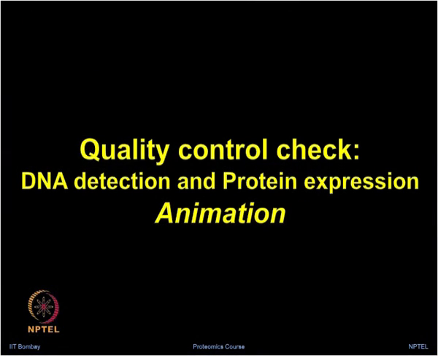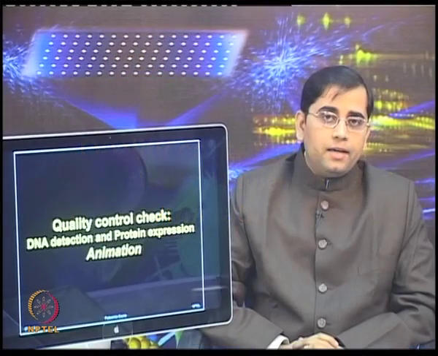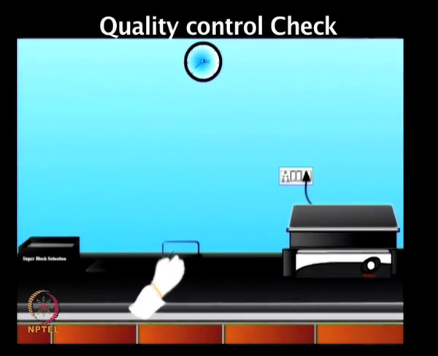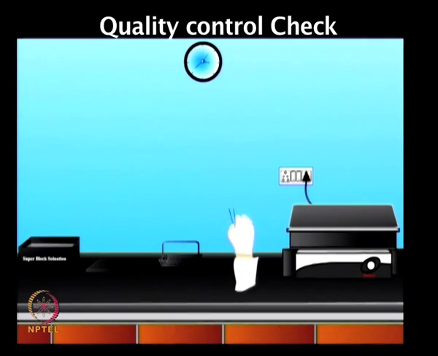So, let me show you this animation for the quality control check, how to detect the DNA and the protein expression on these chip surfaces. Once the arrays are printed, then we need to perform the quality control checks whether DNA printing was appropriate on these chips.